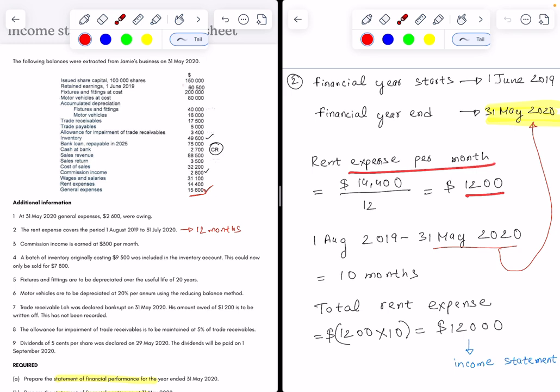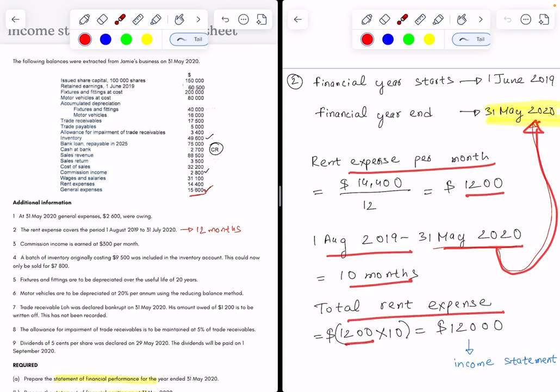Now, from the 1st of August 2019 until the end of 31st of May 2020, which is the end of the financial year of the business that we're working with in this question, we have 10 months in total. We have August, September, October, November, and December. Then we have January, February, March, April, and May. Altogether, we have 10 months. Now, what is the total rent expense for these 10 months?